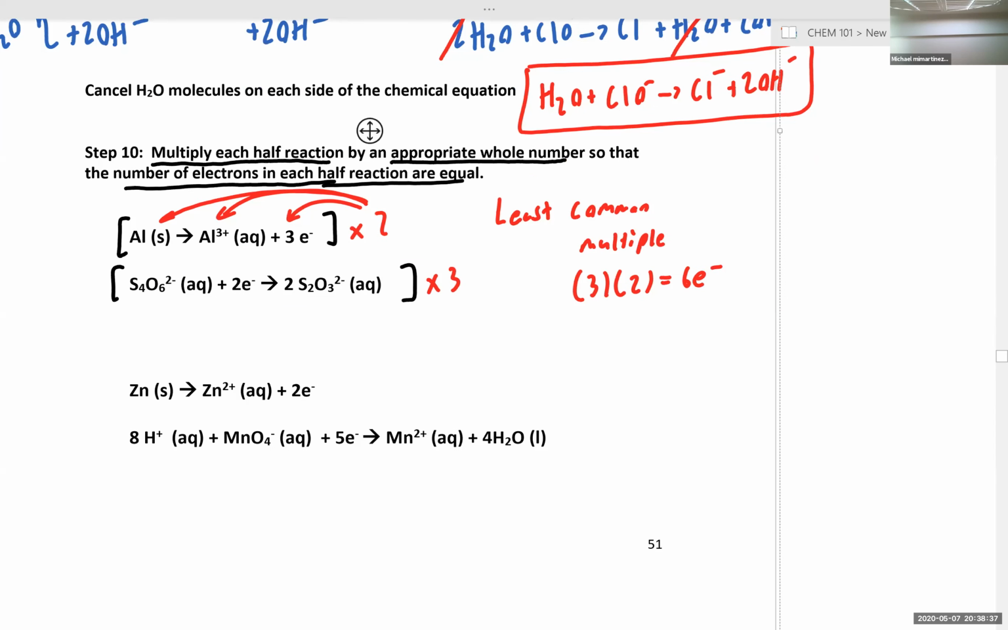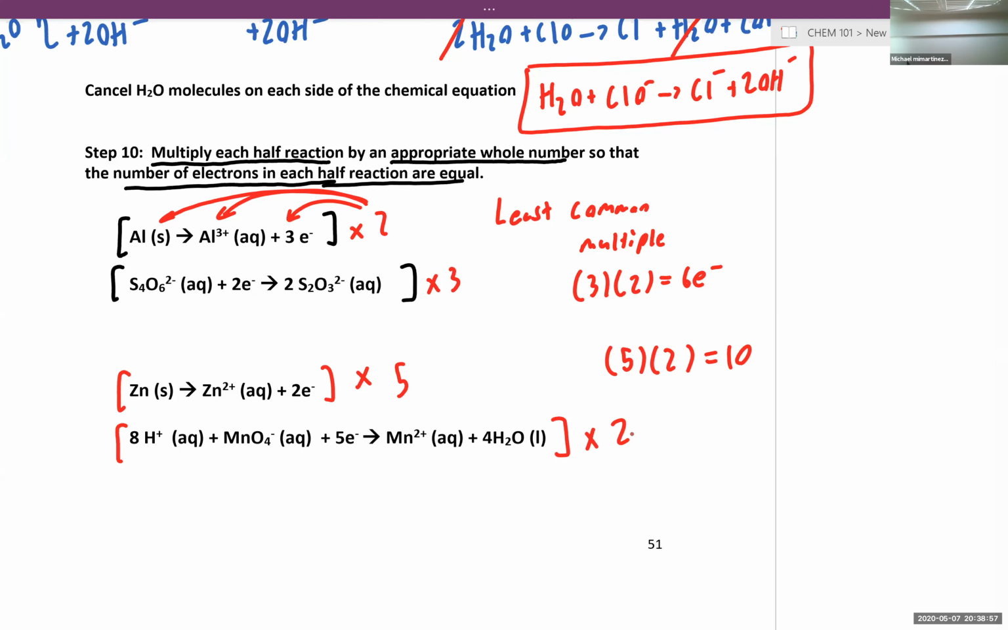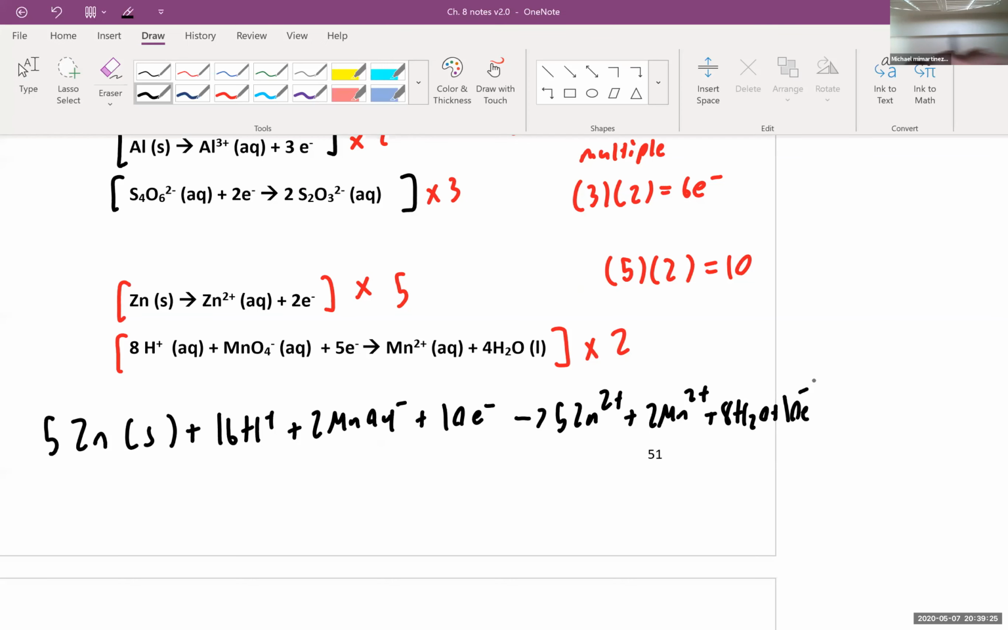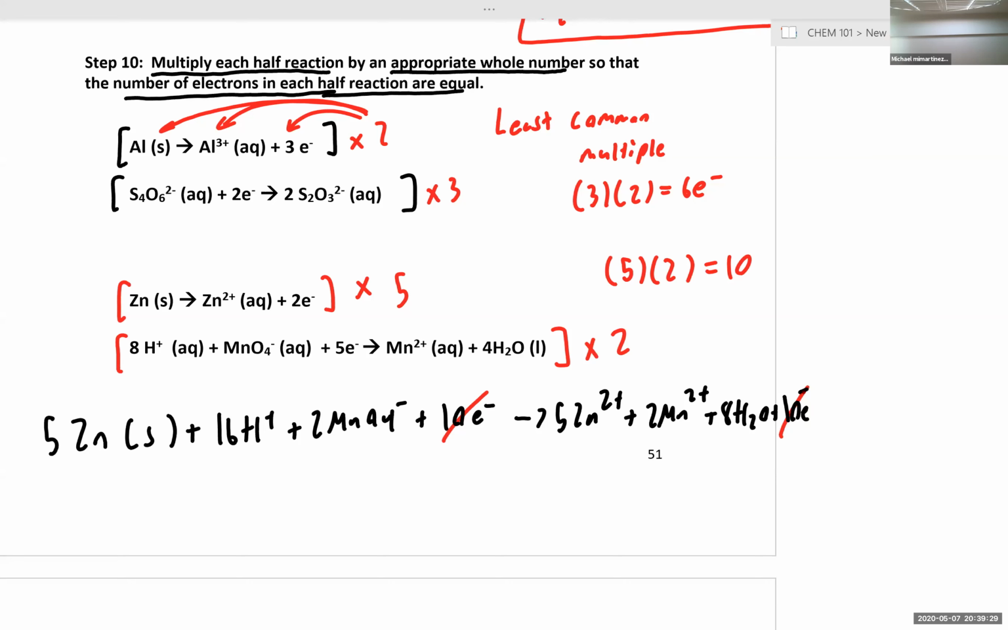Let's do another example. Looking at this next reaction, we have 2 and 5. What's the least common multiple between 2 and 5? Yep, so we multiply our top equation by 5, our bottom equation by 2. And let's show how this would work out. So we'd have 5 zinc solid plus 16 H plus 2 MnO4 minus plus 10 electrons leads to 5 zinc 2 plus 2 manganese 2 plus 8 water plus 10 electrons. As we notice quite clearly, the number of electrons on each side are identical and they cancel. If you've done everything correctly, your electrons will cancel.